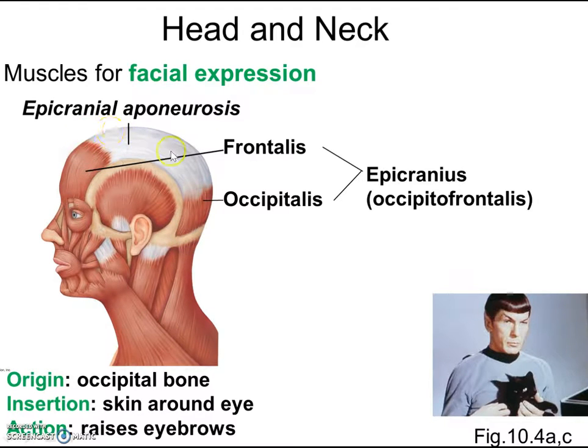On top, you can see this structure called the epicranial aponeurosis. It's a broad, thin sheet of connective tissue that connects frontalis to occipitalis and basically covers the entire top part of your scalp. So I put this picture over here because this is a classic example of your epicranius working, raising the eyebrows.